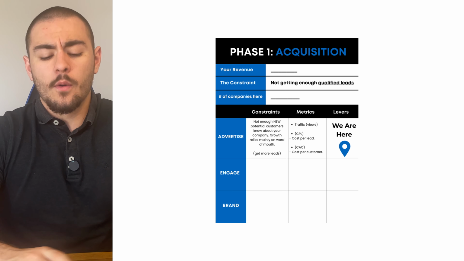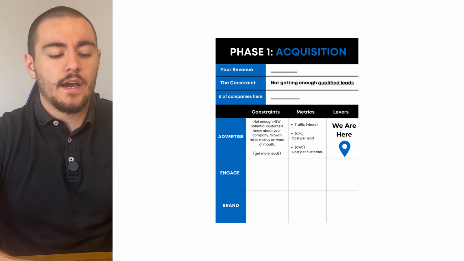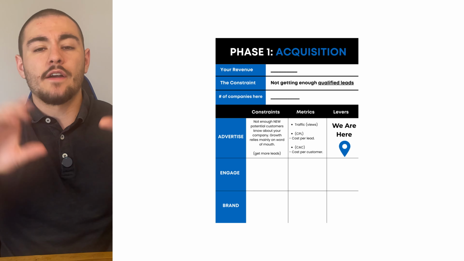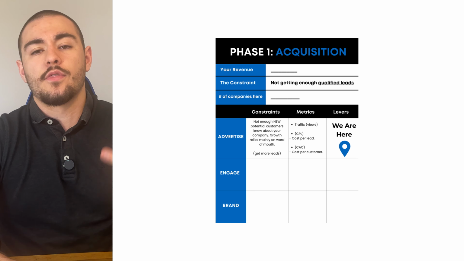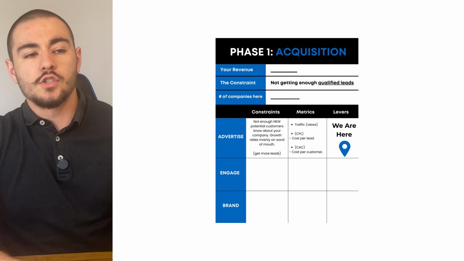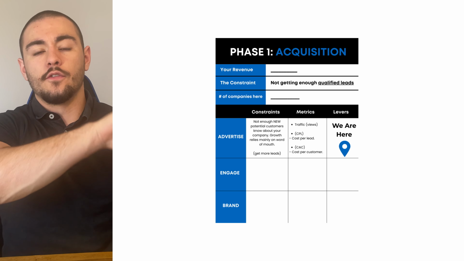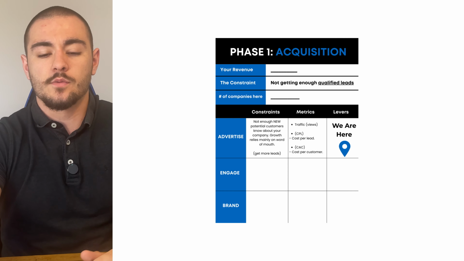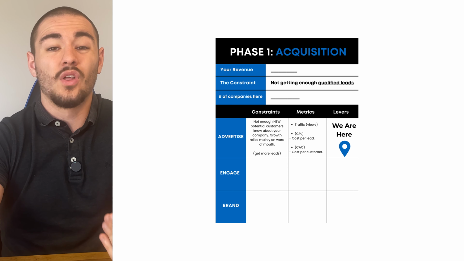So very simple. Now we're getting to levers. So we looked at the main 3 metrics, which is views or traffic, then cost per lead, and then the third one is the cost to acquire a customer. So the bridge between the views and the cost to acquire a customer is the cost per lead. This is what we looked at. Now we're going to dive into the levers.